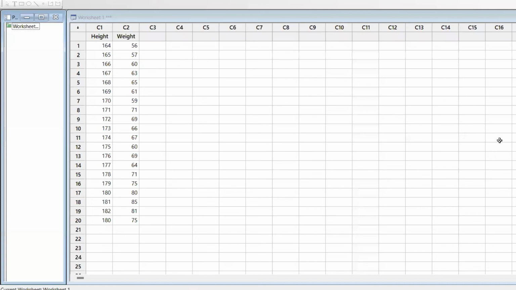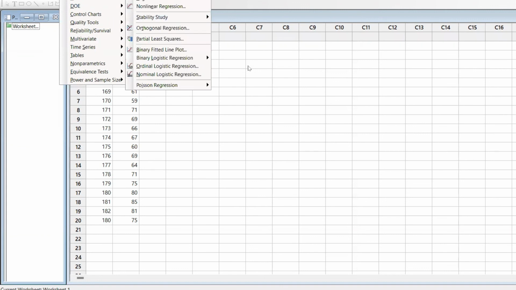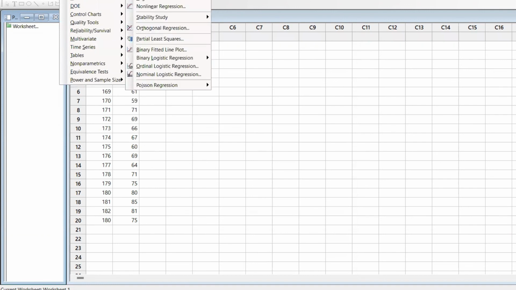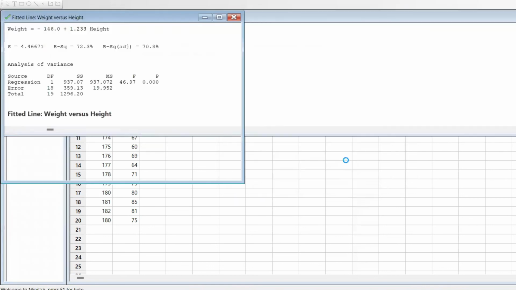Okay, the file got opened up, and this is the data I have. So we can do various things, correlation we can do, covariance we can do, but I'm trying to see the relationship between those two variables. That's what the question says. So I will say regression with a fitted line. The Y is weight gain and X is height. So I will give OK.